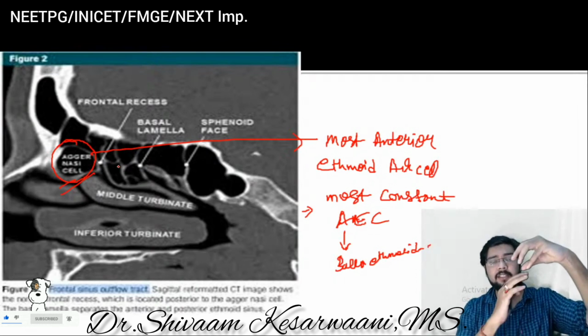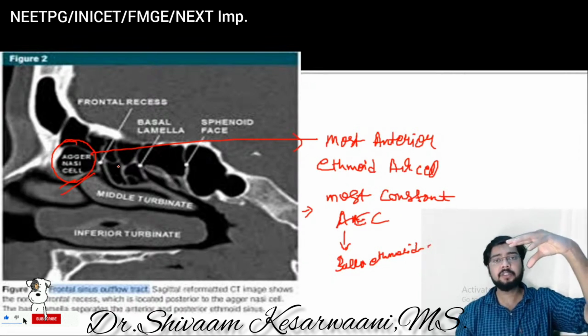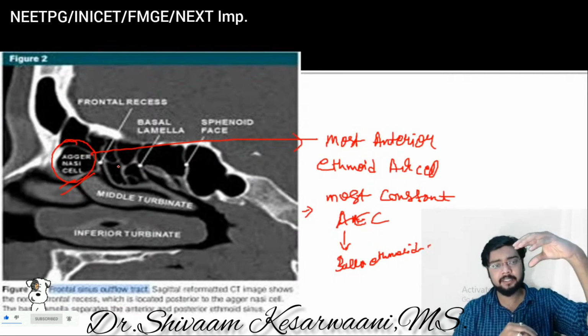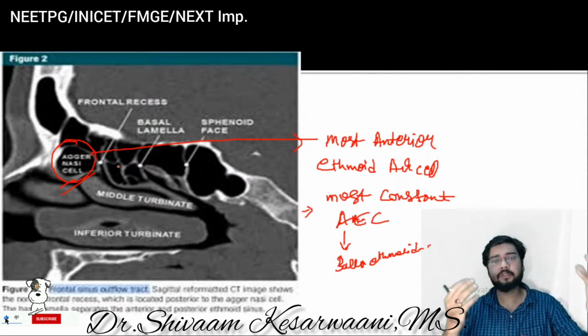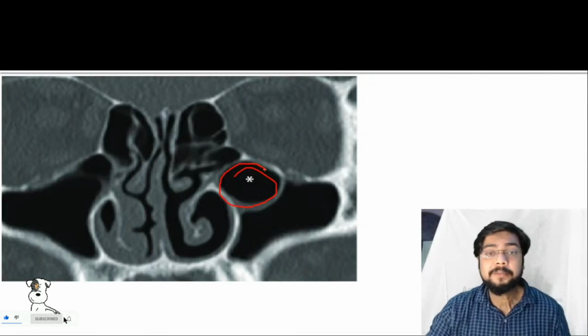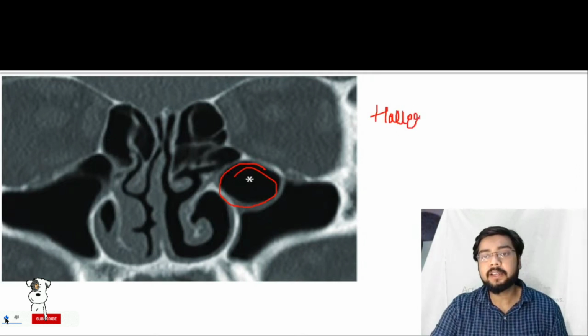What happens is that if agger nasi is pneumatized and very big, then it narrows the frontal recess, not facial, frontal recess. So to open the frontal sinus, you have to remove this agger nasi. This is something extra which I wanted to tell you, that agger nasi is related to frontal sinus. Talking about Haller cell, any cell which is related with the orbital floor is another variation of ethmoidal air cell, that is called Haller cell.